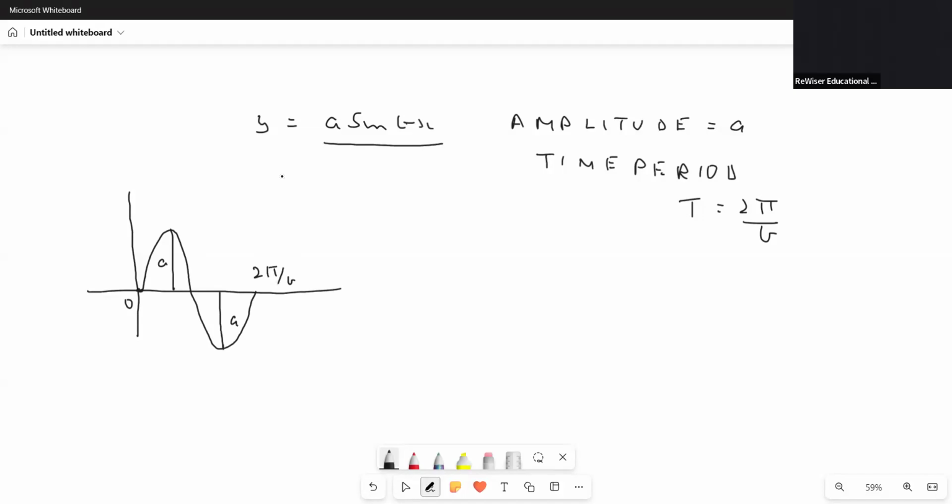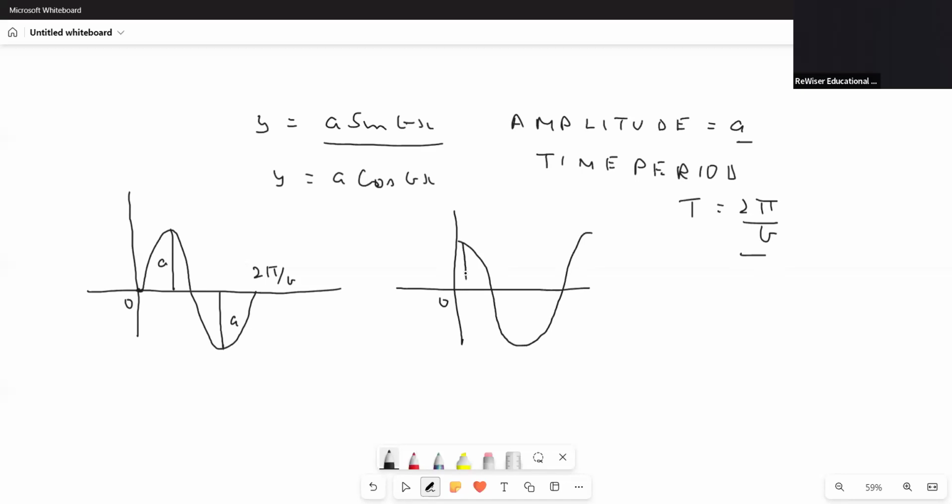Similarly, if it's a cosine graph where we can write A cos bx, the basic definitions remain the same: the amplitude is A and the time period is 2 pi by B. The only difference from the sine graph is that at the origin, it will always start from A in this case. It starts from A, goes down by A, and climbs again by A, ending at 2 pi by B.